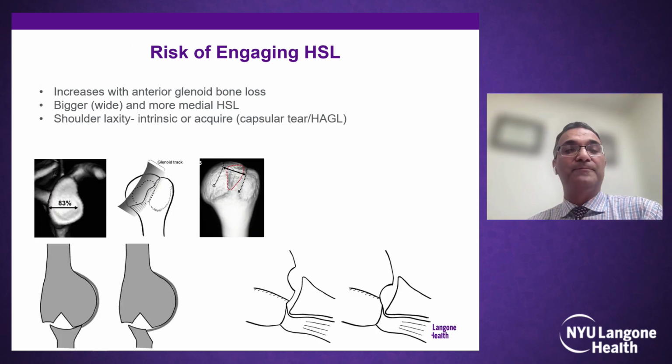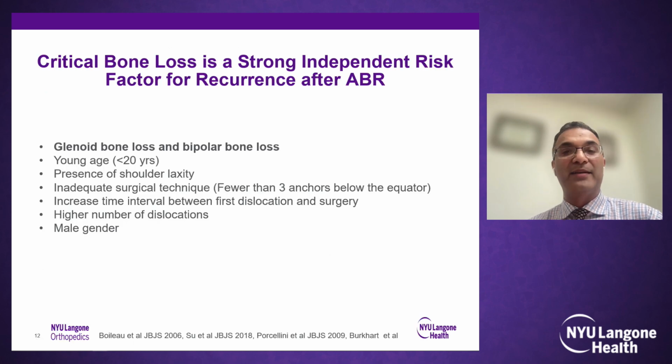Now, risk of engagement increases with the anterior glenoid bone loss because the glenoid tract will become narrow, as shown in this figure. Similarly, if the Hill-Sachs lesion is bigger or more medially placed, as shown in the bottom right, it is likely to become an engaging lesion in routine ranges of motion. Any kind of laxity, whether it comes from a capsular tear like HAGL or from a pre-existing laxity, can increase the risk of engagement.